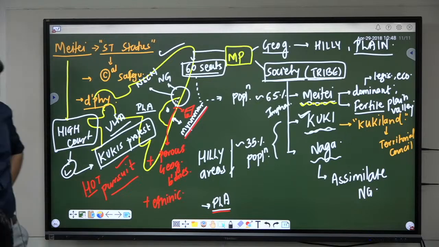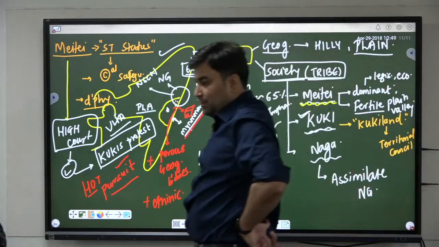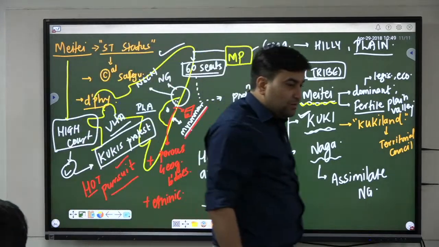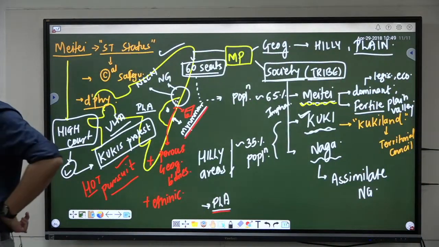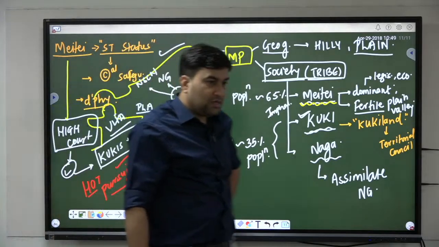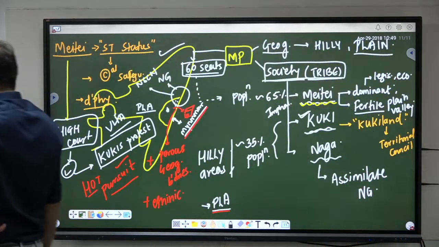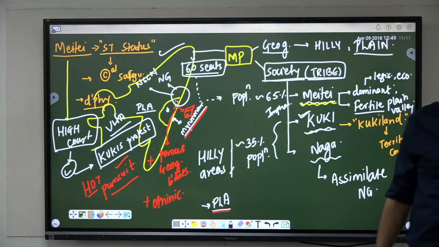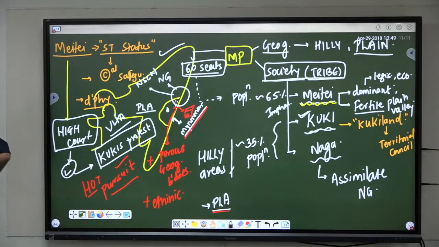Got the idea? This is complete Manipur. In the conclusion you can write like this: Government of India, GOI, needs to deal strictly against the violence, with initiating dialogues and negotiation between the different tribal groups.